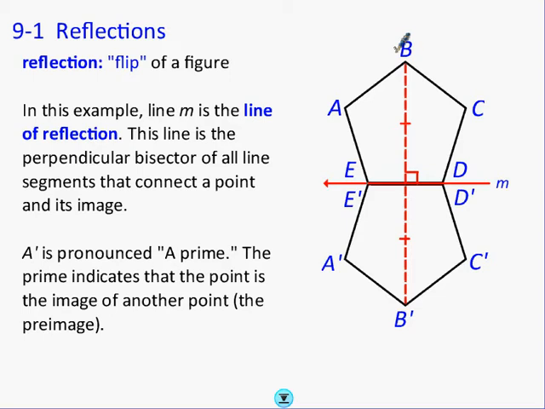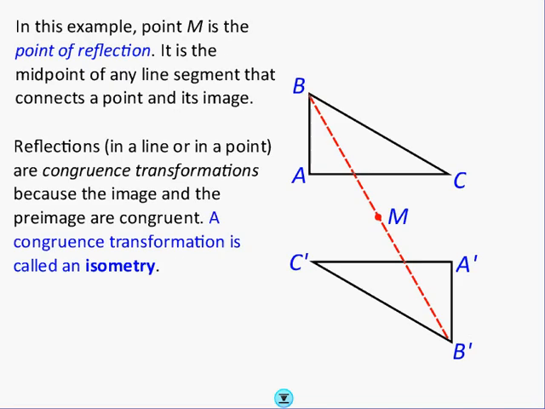This again is the pre-image. This is the image. You'll notice this little mark here, we call that prime. So B is the original point, the pre-image, and B prime would be the image. Okay, linear reflection is pretty simple, but point reflection is a little bit more confusing.